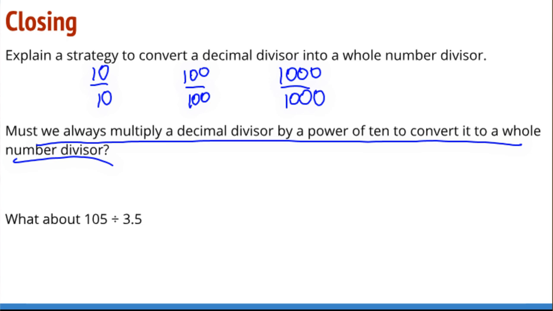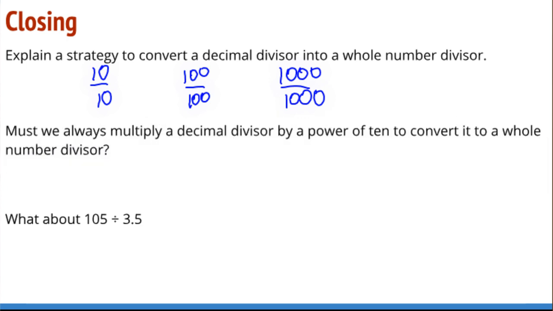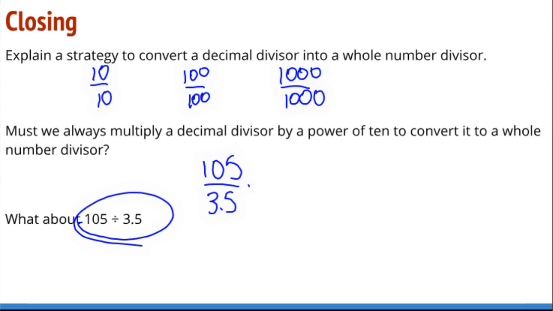So you probably want to pause and think about that for a minute. Give you some hints here. Think about building equivalent ratios. Do you always have to multiply by a power of 10? And so looking at an example here, what about 105 divided by 3 5/10? If we're following the powers of 10 rule, we would multiply them both by 10. And we get 1,050 divided by 35. And we would divide that out.